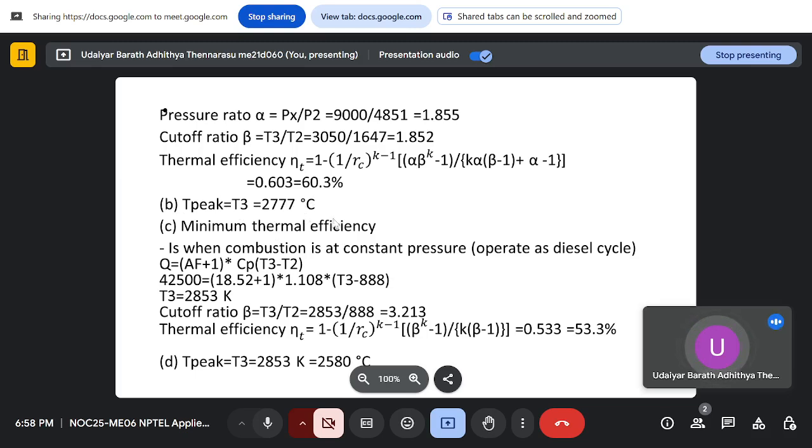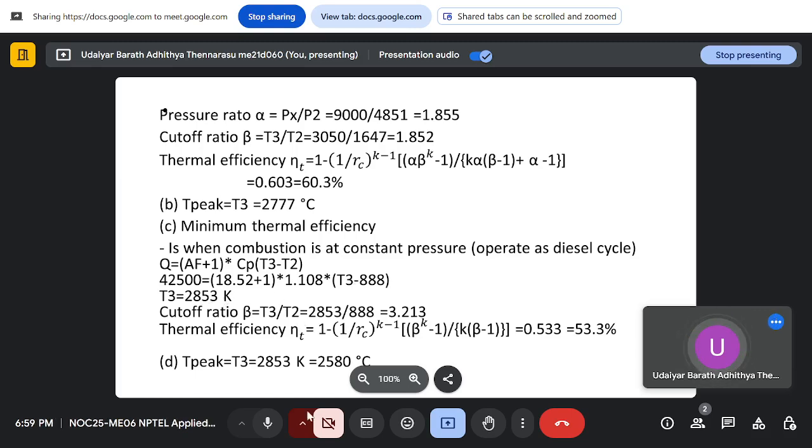Similarly, the minimum thermal efficiency is when it is operated as a diesel cycle. So when it operates as a diesel cycle, the Q is again AF plus 1, and the whole heat addition is done at constant pressure. So Cp into T3 minus T2. We know T2 is 888 Kelvin. So in that case, T3 will come out to be 2853 Kelvin.